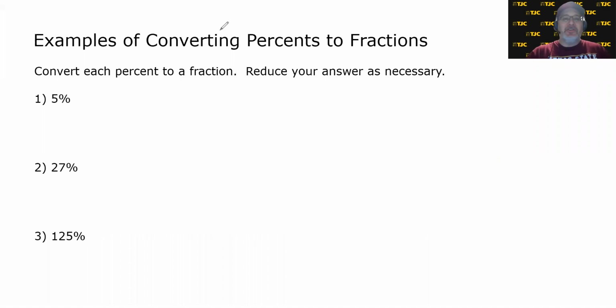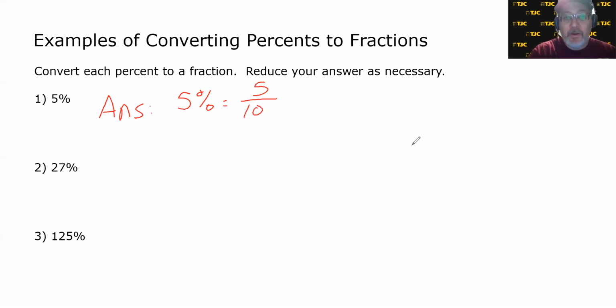So let's take a look at some examples of converting percents to fractions. Convert each percent to a fraction, reduce your answer as necessary. Well, we already started with 5% in the previous slide. So you may be wondering, why is it here again? Well, because the answer that we had on the previous slide is not finished. 5% literally means 5 per 100, so we can just write 5 over 100. But that fraction is not reduced.